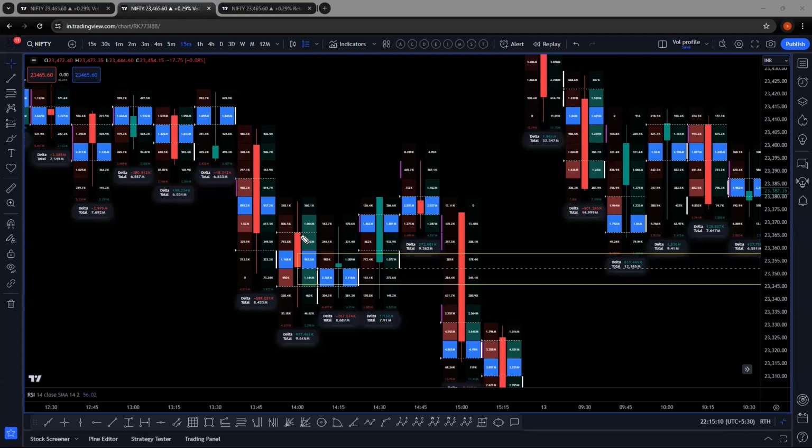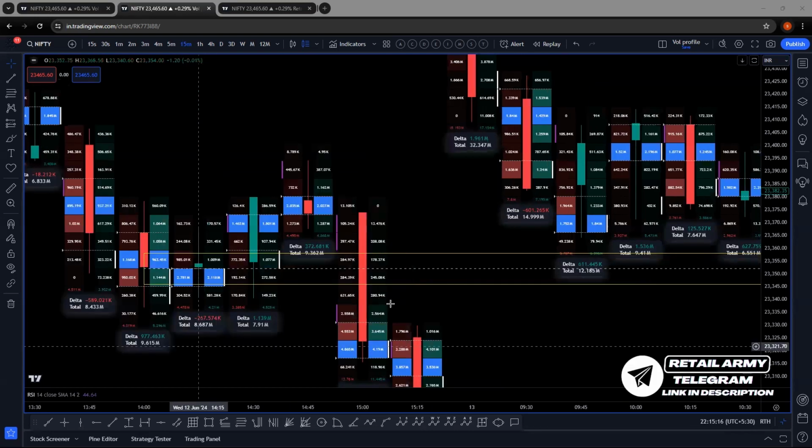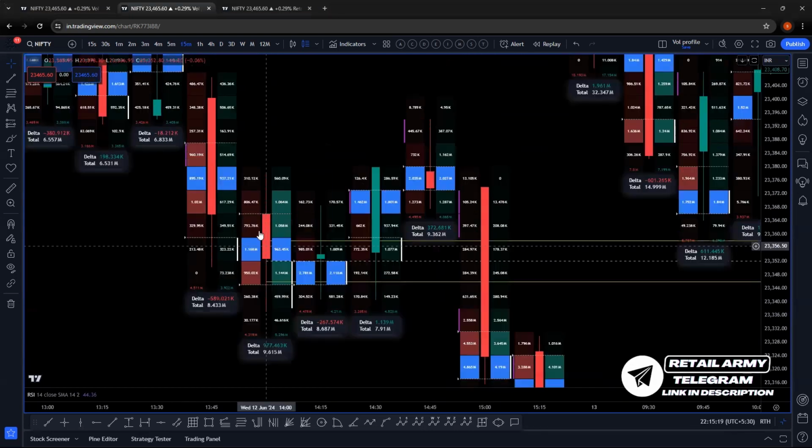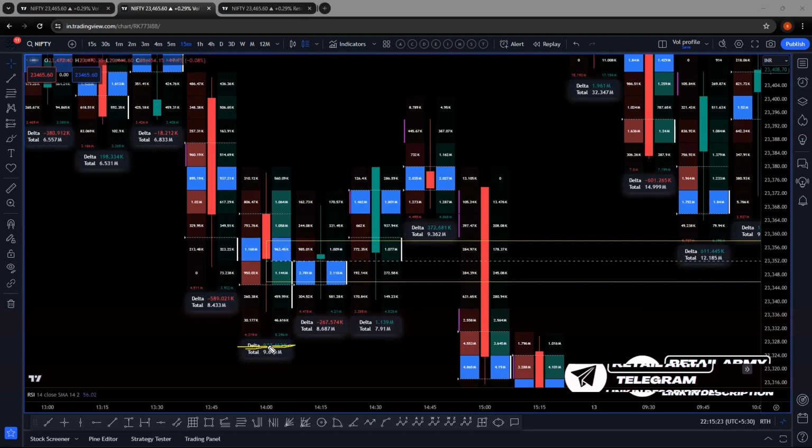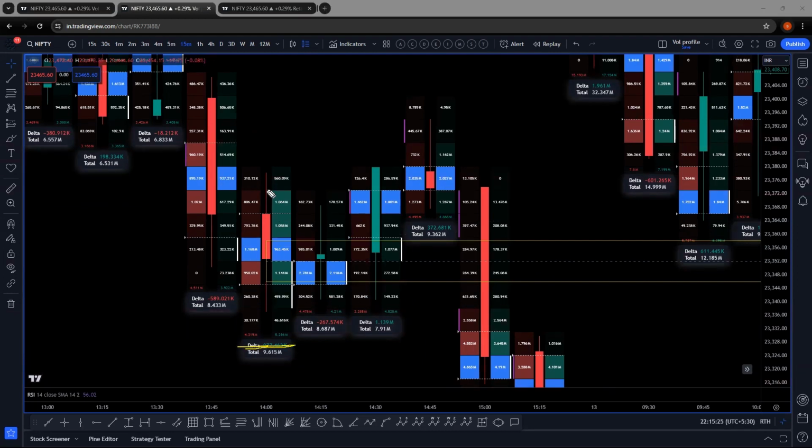You can see that this was a red color candle with green color delta. Let me zoom in. A green color delta with a red candle, meaning what? There are net buyers here, but the candle is red. So when the retail people started to sell in this candle, the smart money came and started covering their shorts because they found liquidity.